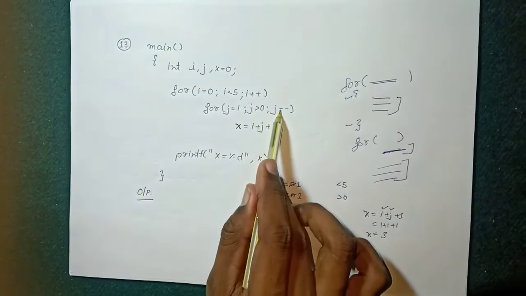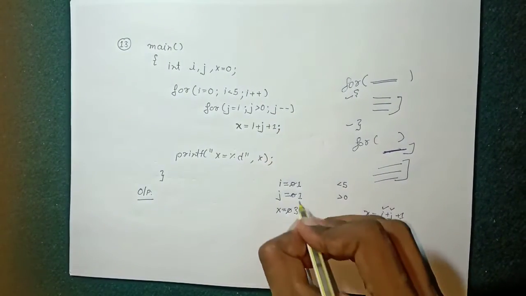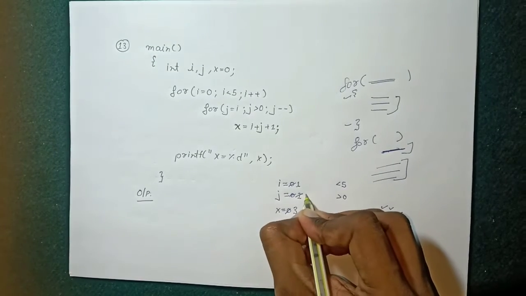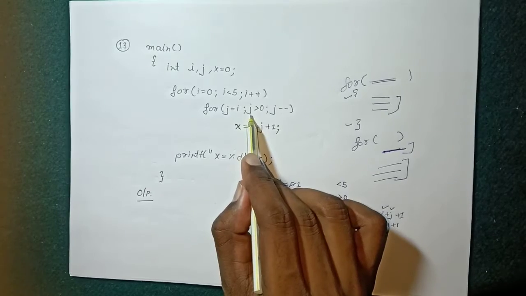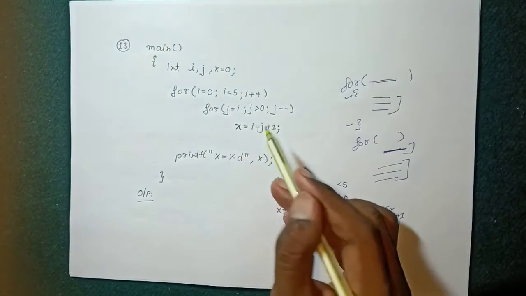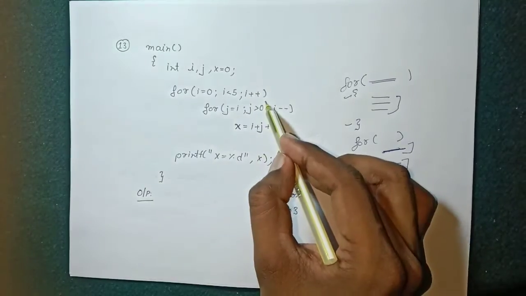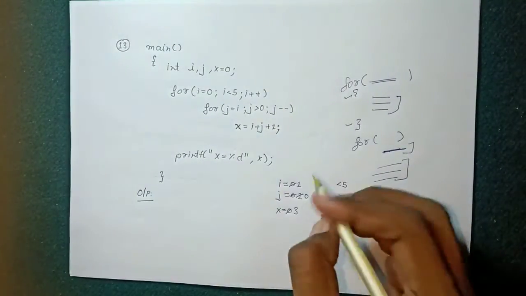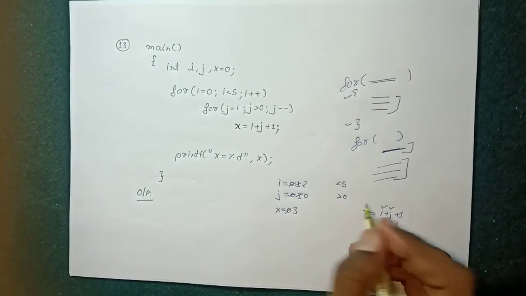Now this statement is executed, which means the value of j is decreased by 1, so j becomes 0. Now the condition checks: is 0 greater than 0? No, 0 is not greater than 0. Then this loop terminates. Then the outer loop is executed, which means the value of i becomes 2. 2 is less than 5, obviously.